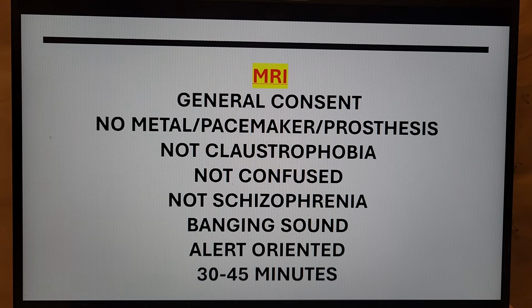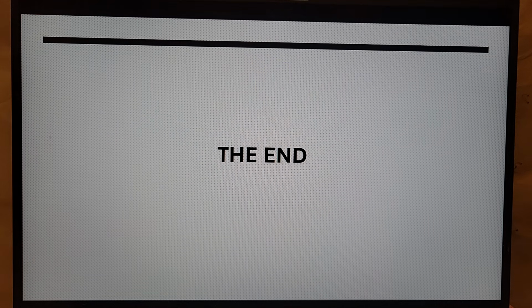No metal, no pacemaker, no prosthesis, right? Whatever metal, no claustrophobia, not confused, right? The patient has to be alert and oriented, not schizophrenic, and teach them they will hear a banging sound. They have to stay quietly inside for 30 to 45 minutes, depending on what the doctor wants to see. So tell them this is the rule for MRI, right? The size cannot be too big because they have to go inside the tunnel. So know everything related to MRI.